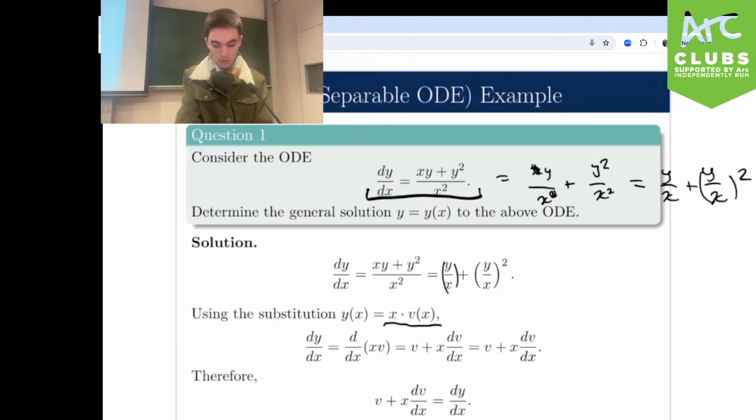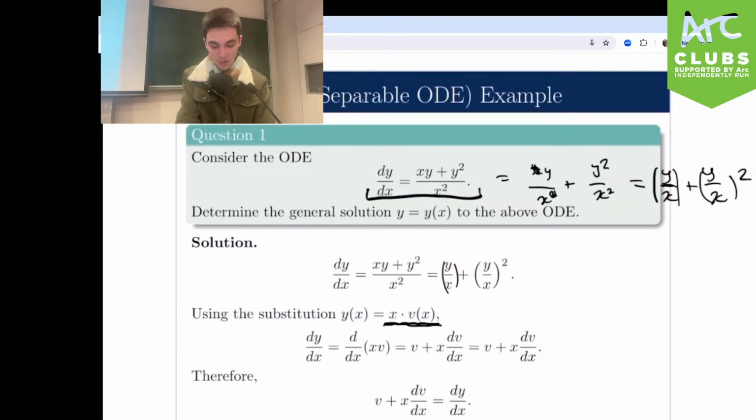x times v of x. So we're replacing all the y terms in our equation with this new expression. So basically v of x is the factor by which you have to scale x to get y, right? We know that such a function exists because if we can separate our equation into these kind of bundles of y on x, x can basically never be 0. And that means you can always multiply x by something to get y. And that means that such a function v of x does exist. Does that make sense? No?